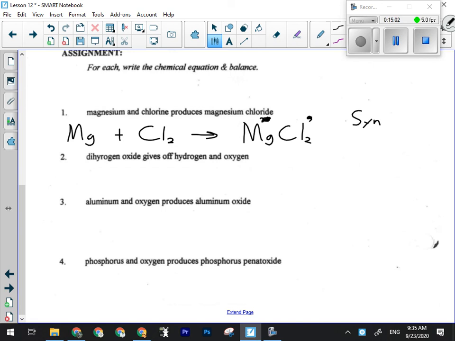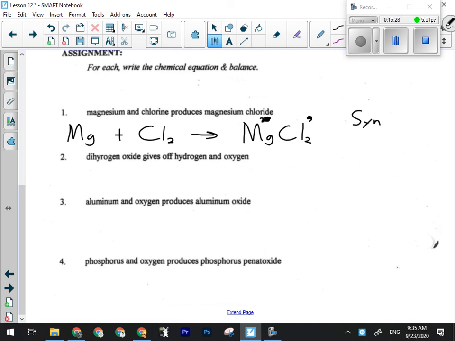So that's a fairly straightforward one, but here's where we're headed. Next week, I give you just the reactants. You have to predict the products. Now, would you have been able to predict that those two things would go together in a synthesis reaction to make magnesium chloride? I don't know what else it would have done. Realistically, what else? If I put those two things together, I'm going to get one thing.